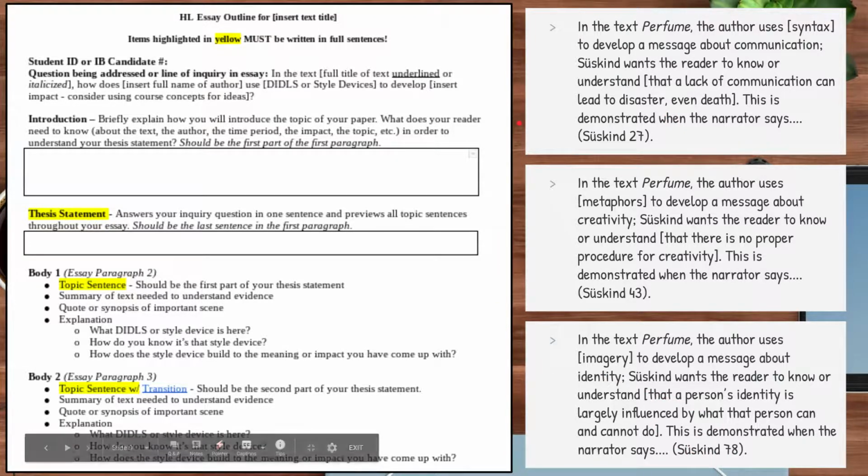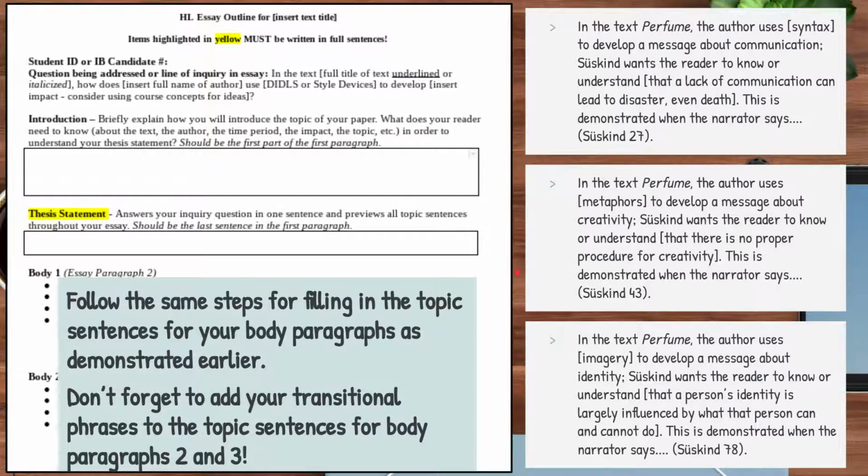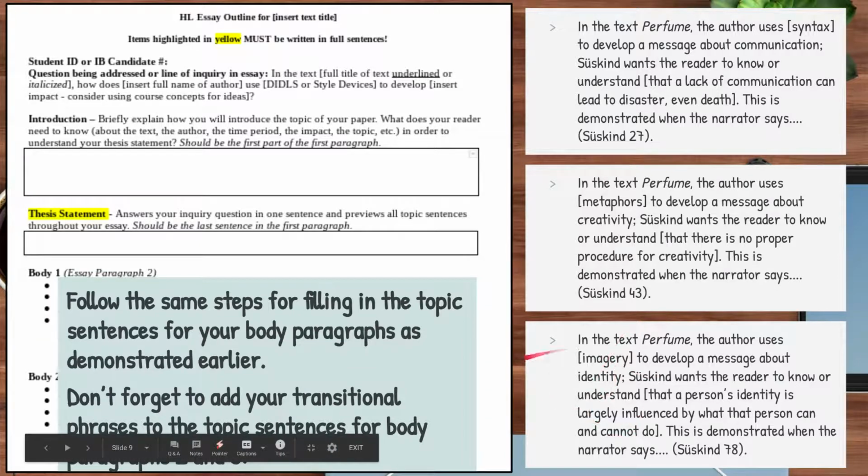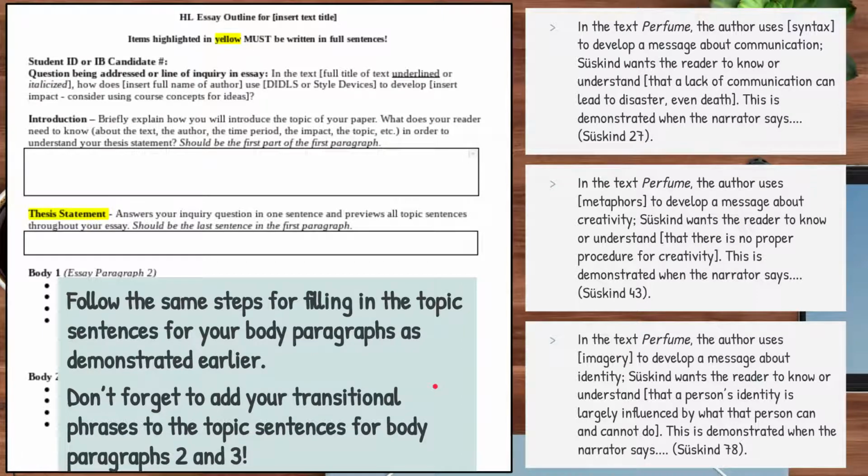Once I've figured out my three strongest bullet points, what I really want to talk about in my essay, or what would be the easiest for me to talk about, I would follow the same steps that I showed you on the previous slide. Fill in the body paragraph 1 information using this, recycling as much of this as possible. Body paragraph 2 would recycle this. Make sure you add in that transition. And then body paragraph 3 would use this information. And again, make sure you add in that transitional phrase to your topic sentence.